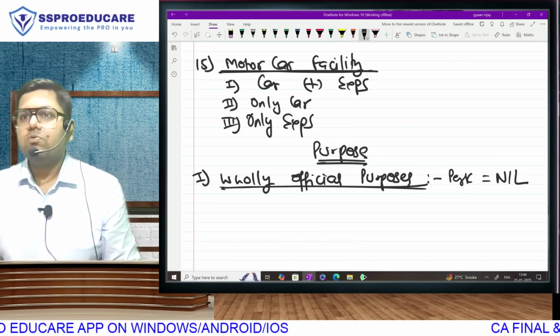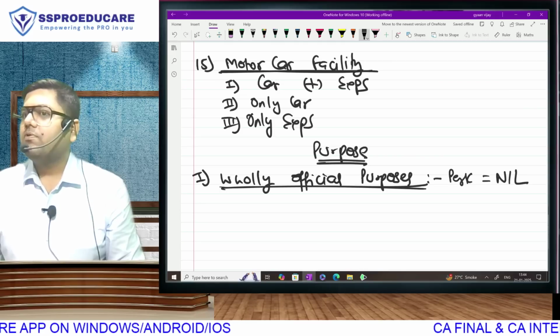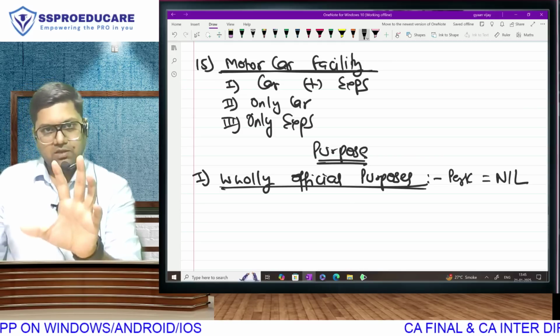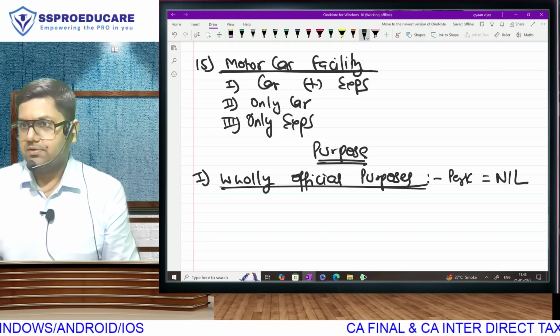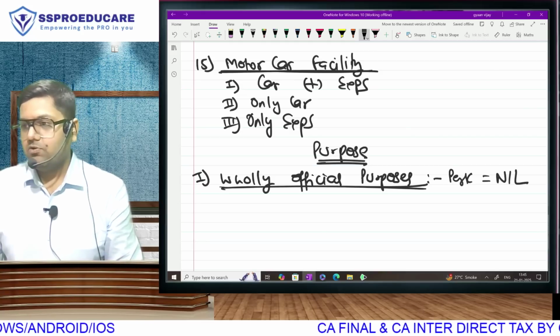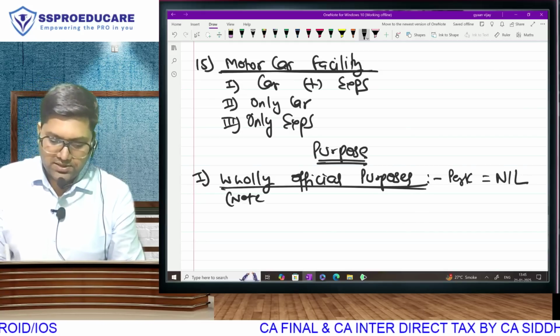Perquisite can come only and only if boss is giving you for personal purpose. See, one thing you have to understand, any usage for your personal benefit is perquisite. Official benefit, no perquisite. Correct? But only if you fulfill the conditions given in note 1.